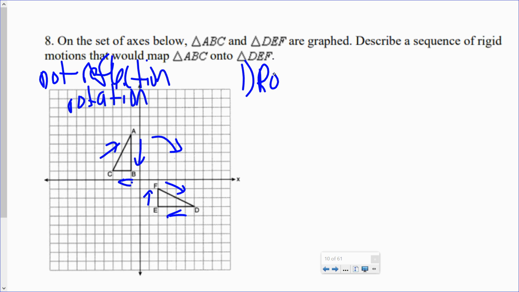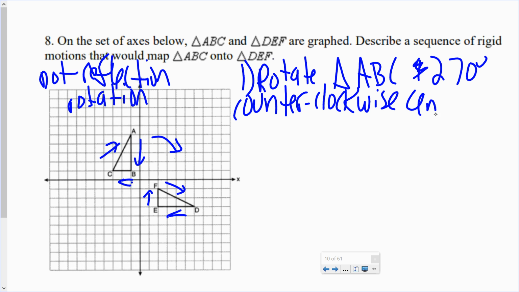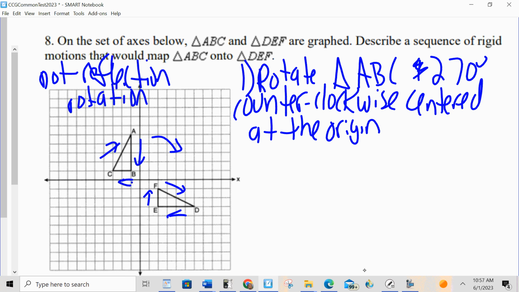So I'm going to rotate triangle ABC 270 degrees counterclockwise, centered at the origin. All my rotation rules are centered at the origin. So now I'm going to do it.